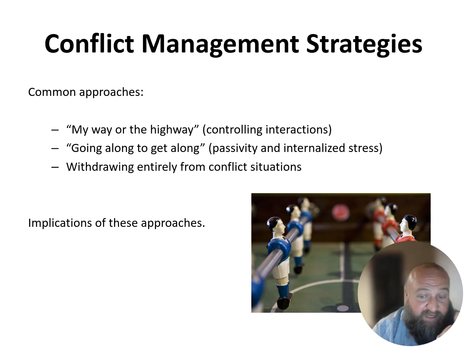The my way or the highway approach, which is really a way of controlling interactions, right? Like, you did something I don't like, you need to change it, you need to do it this way, or we're not friends anymore. That's more of that type of tactic. The going along to get along, or what we call passivity or internalized stress. This is oftentimes what I have seen as being more common with individuals with ASD, these second two, mind you.